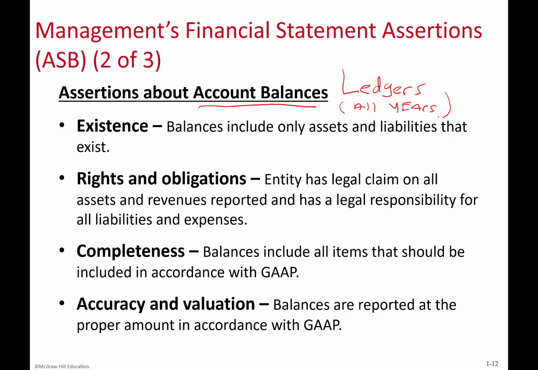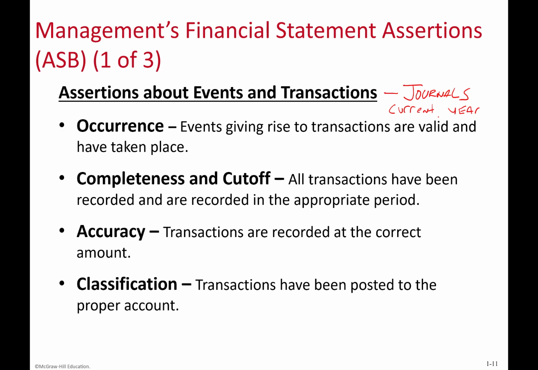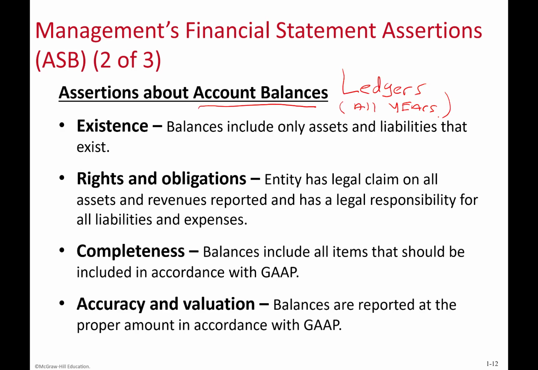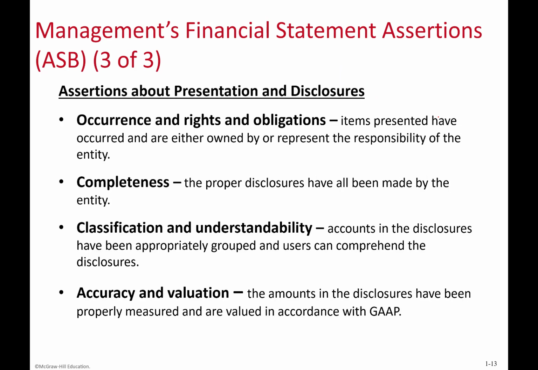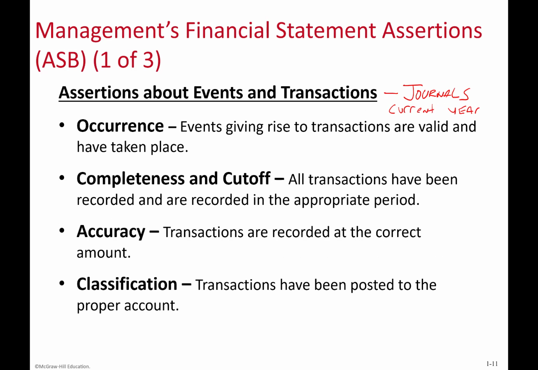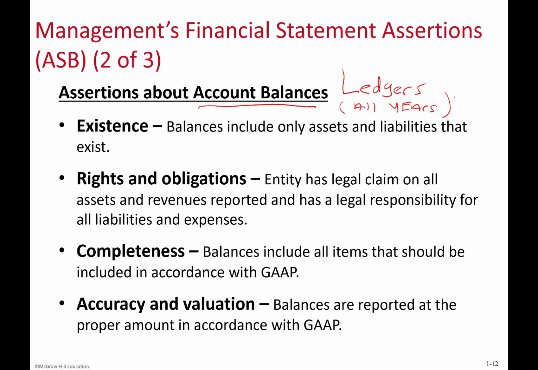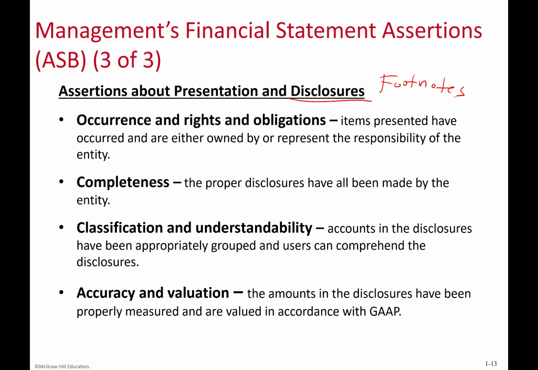Okay, so we have a set of assertions that we look at when we're talking about our ledgers. Regardless of the year that that transaction took place, we want to see that that's properly represented still in the ledgers. And we have our journals covering the current year transactions, and a set of assertions that we put there, right? And then we have a set of assertions that we put for our presentation and disclosure. And I think the easiest way for us to look at that is footnotes. Just think of footnotes. So with those three categories of assertions, journals covering the current year, ledgers covering all years for our account balances, and then a set of assertions for our footnotes.